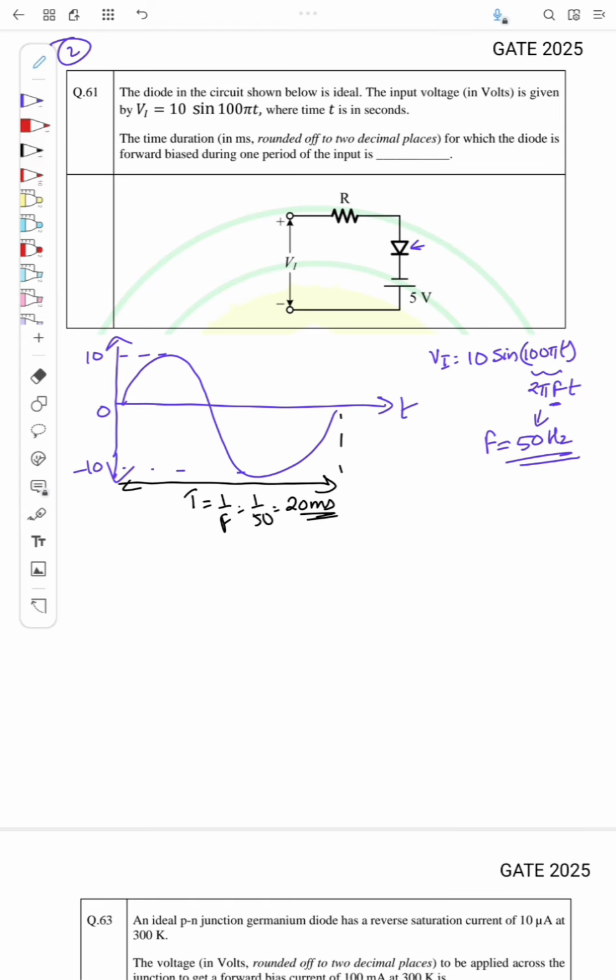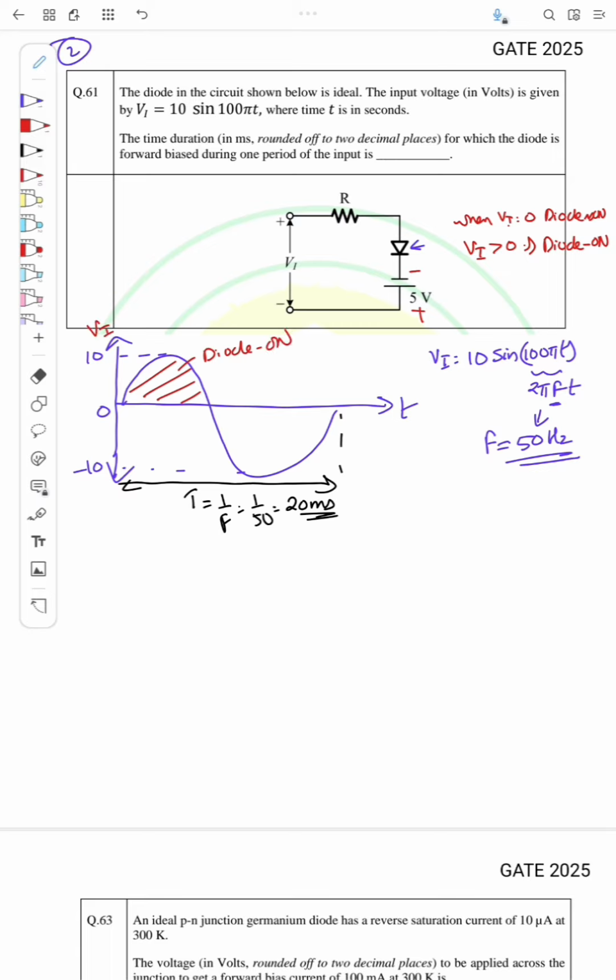So if you see here, it's actually a clipper circuit, and it's a biased clipper. Here it is minus and plus, right? So when Vi is 0, this diode is actually on. Since it is already on, for Vi greater than 0, the diode is on. So when Vi is positive, the diode is on.